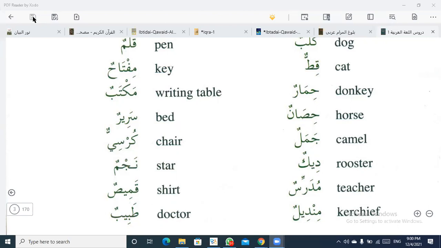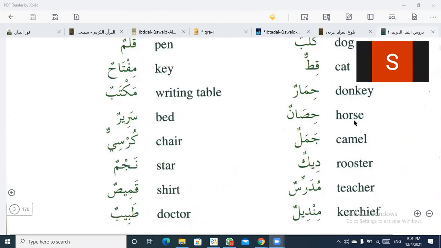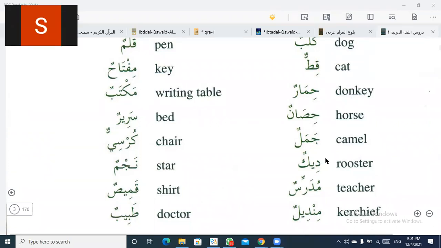Sister Shaban or Nilofer, Sister Nilofer, read this. Himarun, donkey. Hisanun, horse. Jamalun, camel. Dikun, rooster. Mudarrisun, teacher. Mindilun, kerchief. Okay, Sister Shabana.